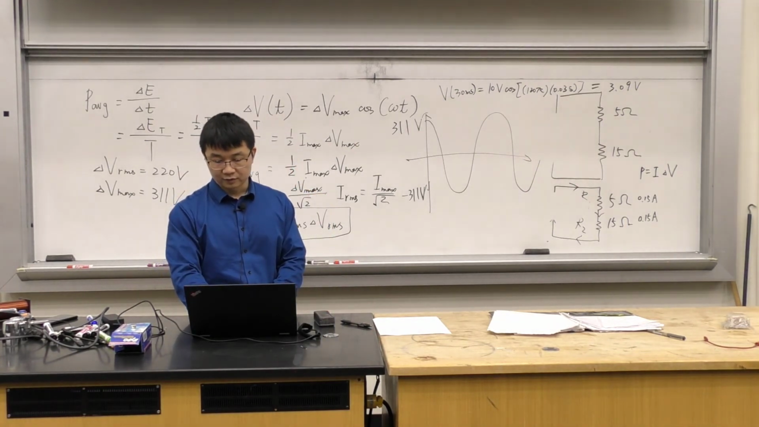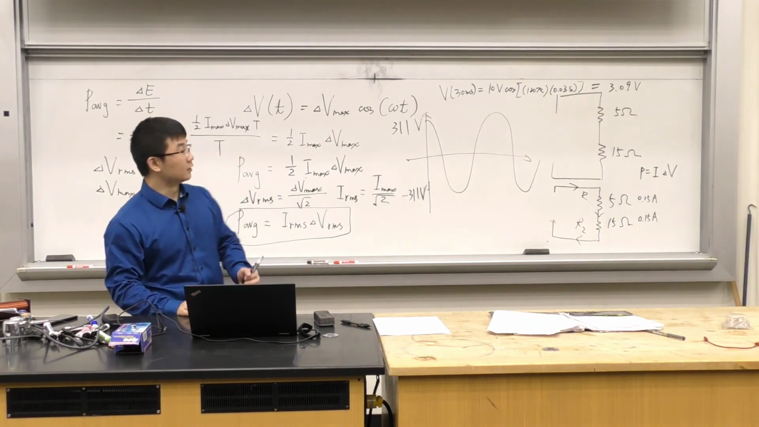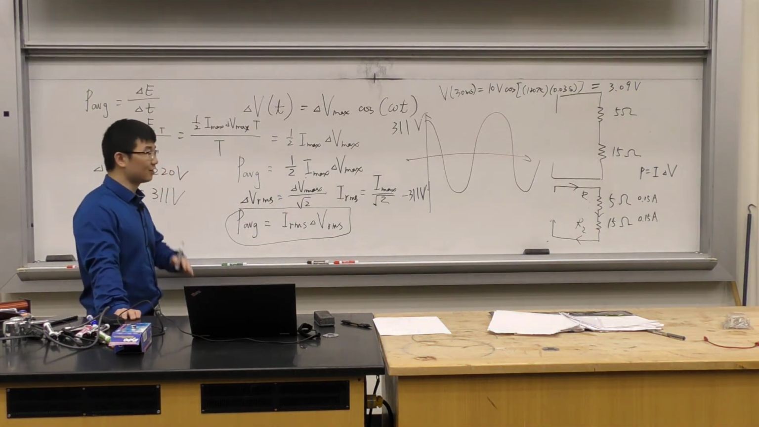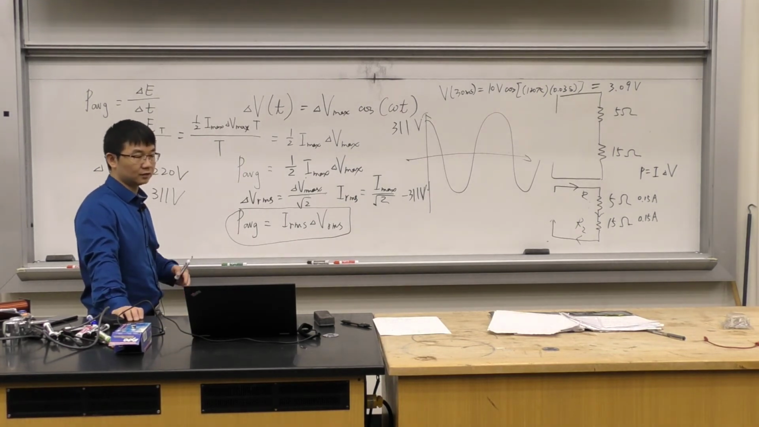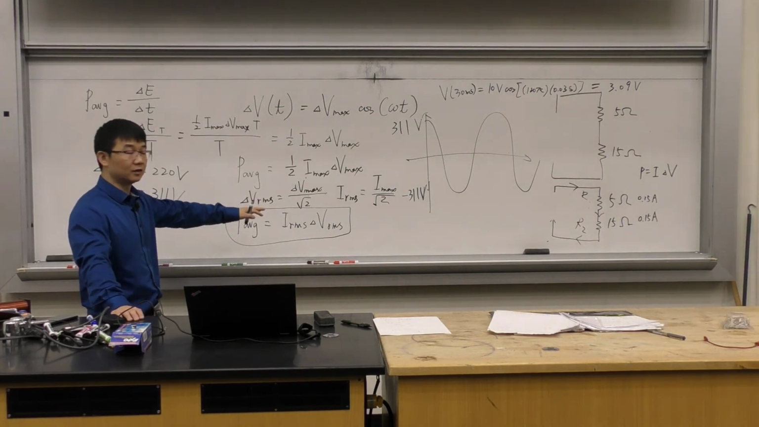Now we have finished this lecture. Let's move on to the next one. Okay, so that's when you connect a resistor to an AC circuit. Nothing fancy, nothing special. You still use the theories we learned in DC circuits and just solve this circuit. The only new thing we learn is this: we define the RMS value.